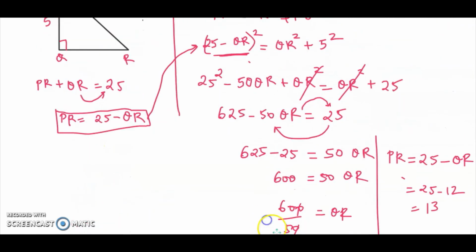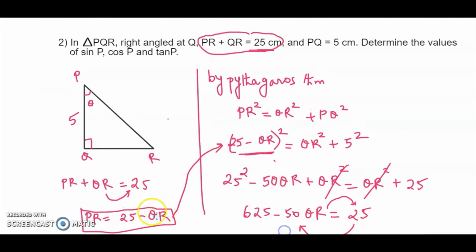Okay, so what did I do? We have taken this given part, PR plus QR equals 25, shifted the QR to the right, so it became 25 minus QR. Then we are applying the Pythagoras theorem. PR square equals to QR square plus PQ square. PQ is given as 5, so 5 square. Keep the QR as such. Change PR square as 25 minus QR square.